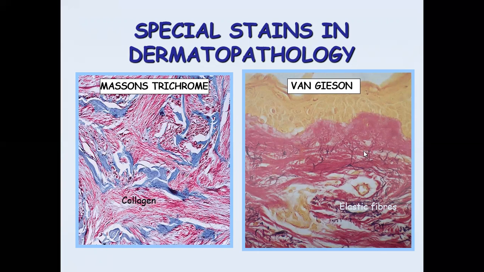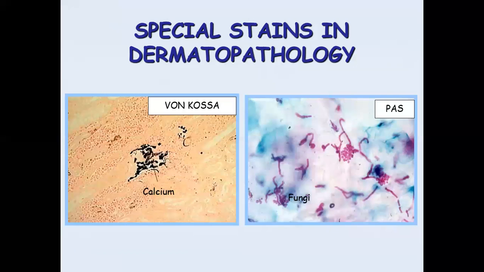Then Verhoeff-Van Gieson stain is used to highlight the elastic fibers, and the elastic fibers are stained black with elastic Van Gieson or EVG, or we can simply call it Van Gieson. When there is fragmentation of elastic fibers, you don't see these solid staining fibers, but rather clumped or fragmented elastic fibers. Von Kossa stain. Von Kossa stains the calcium, and whenever you are suspecting calcinosis cutis, we go for Von Kossa stain.